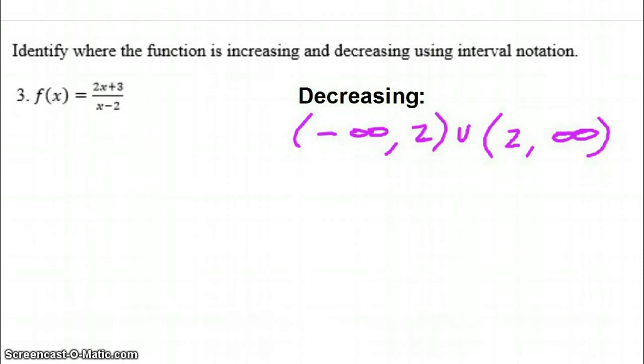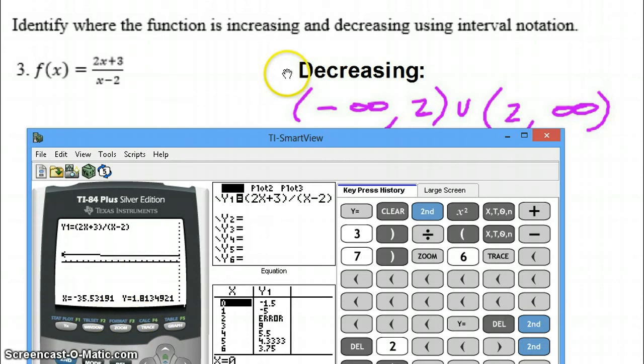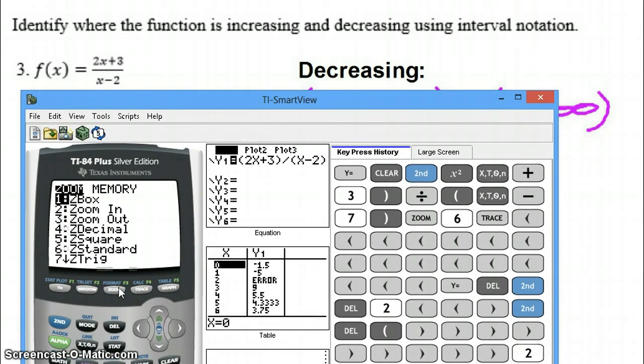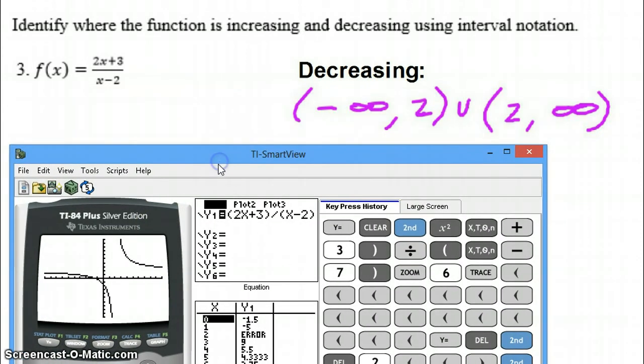Okay, so problem number 3 deals with increasing and decreasing, and the thing about increasing and decreasing is you have to look at what's going on with your x and your y value to see whether the function's increasing or decreasing. For instance, if you have a positive change in x and a positive change in y, that means that you have an increasing function. A positive change in x and a negative change in y would be a decreasing function. I kind of think of it like a negative slope and a positive slope. Increasing is a positive slope, decreasing is a negative slope.